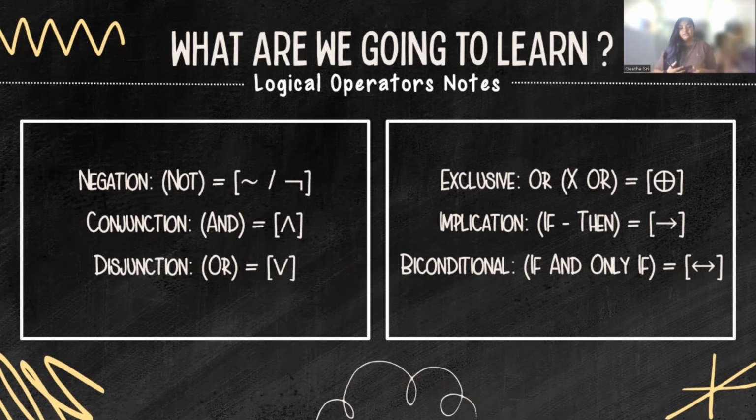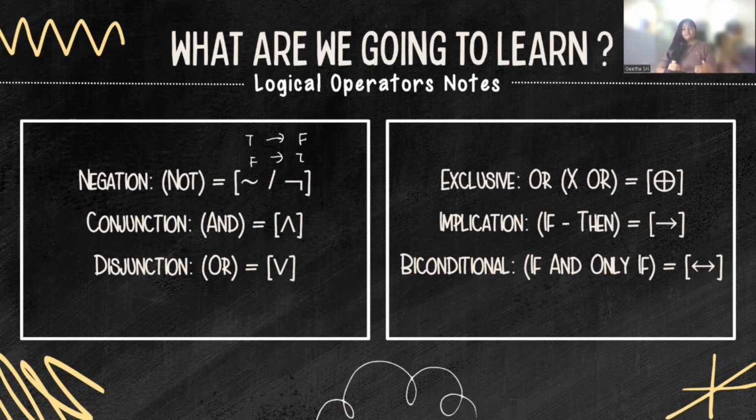What is negation? Negation is not. So whatever we have on this side, for example, anything that is true on this side is going to be the opposite, which is false. And then anything that is false over here is going to be true. So anything that is true becomes false, anything that is false becomes true. That is a negation, not.